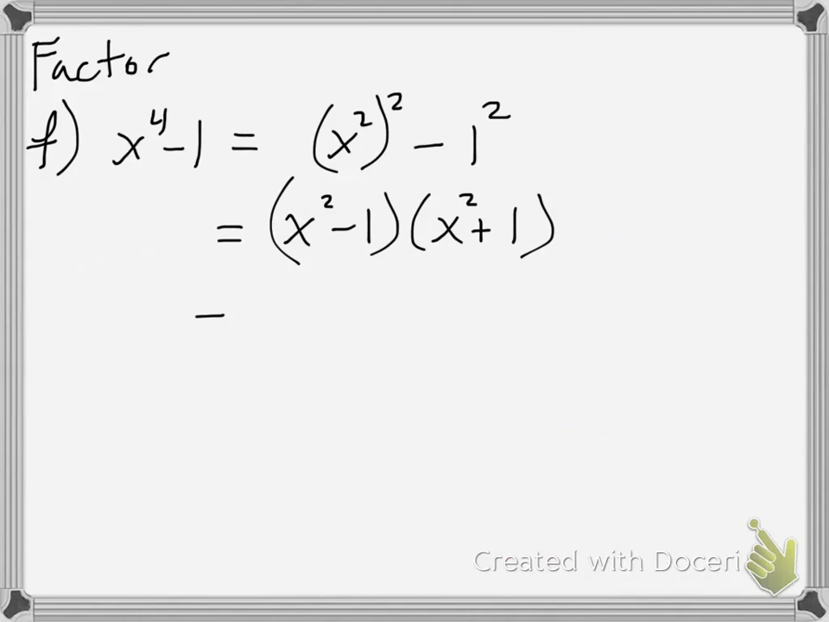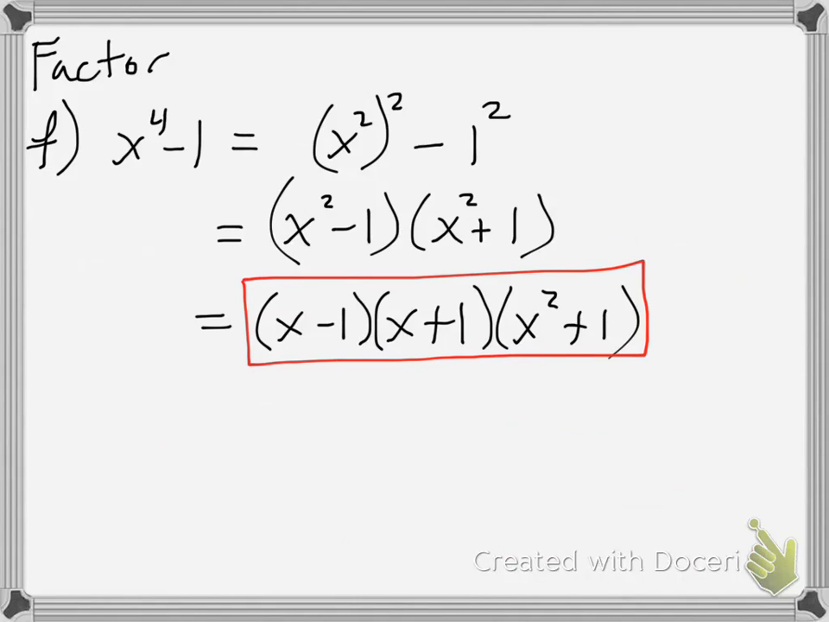X squared minus 1 is also a difference of squares, so we have to do hella factoring and finish this last part up. And there we are. And that's it.